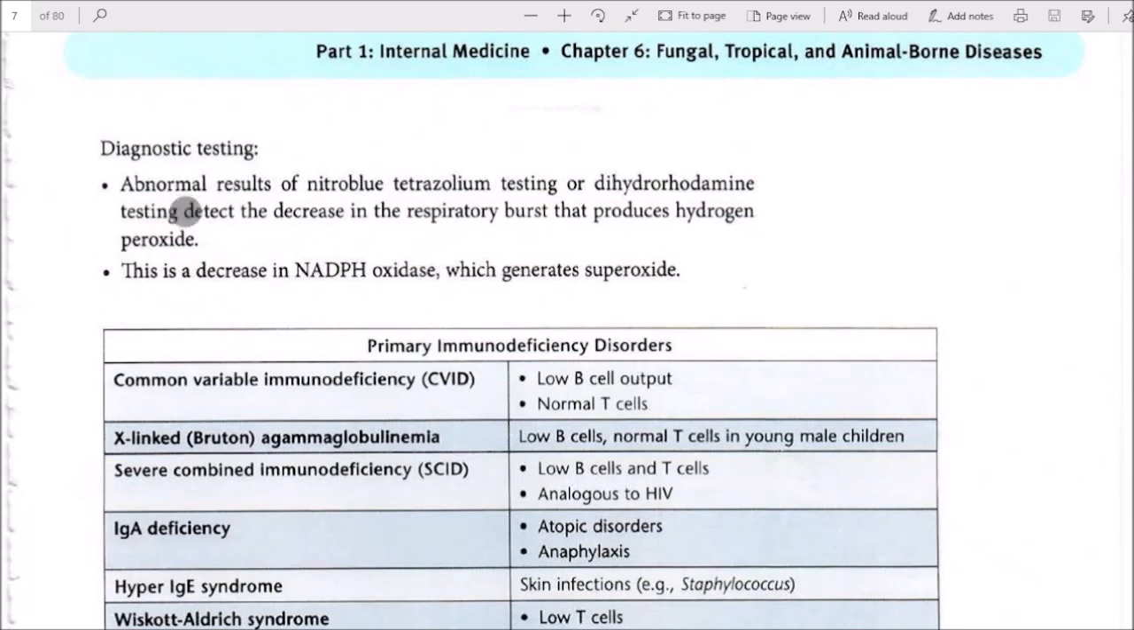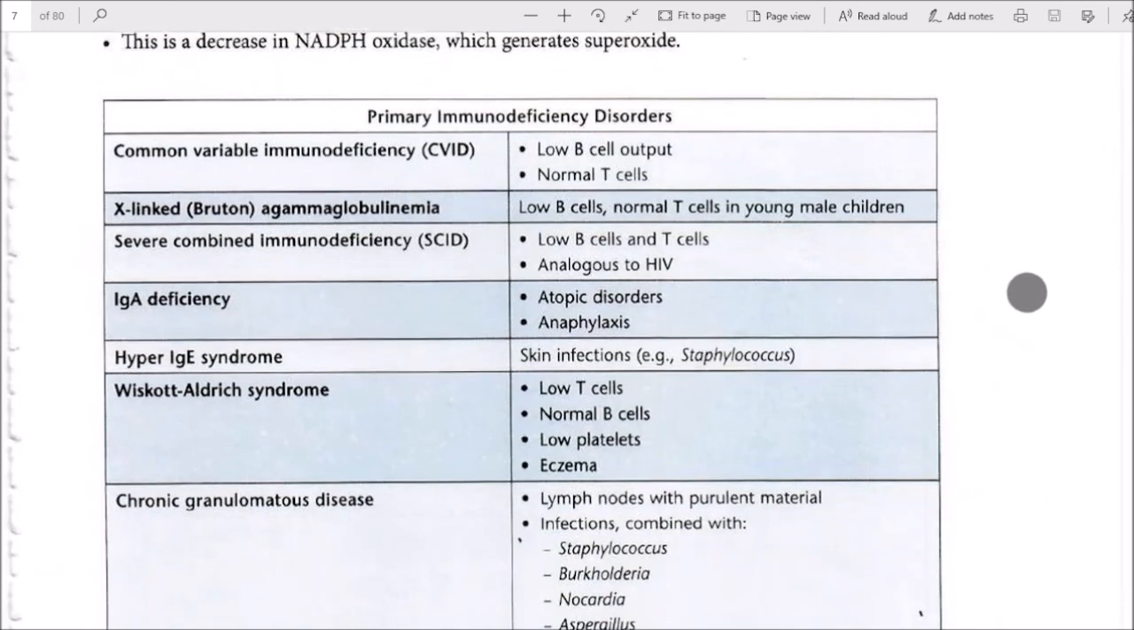Diagnostic testing. Abnormal results of nitroblue tetrazolium testing or dihydrorhodamine testing detect the decrease in the respiratory burst that produces hydrogen peroxide. This is a decrease in NADPH oxidase, which generates superoxide.